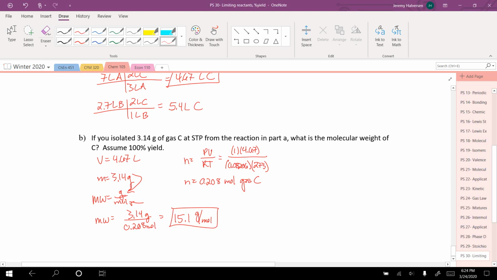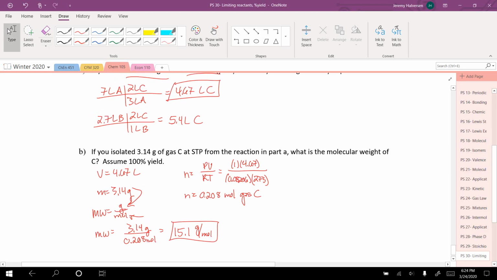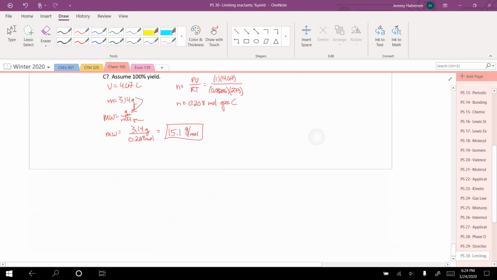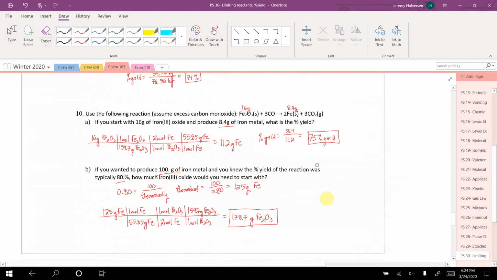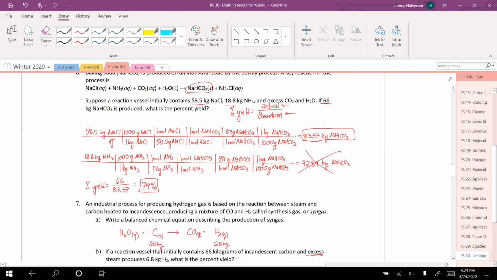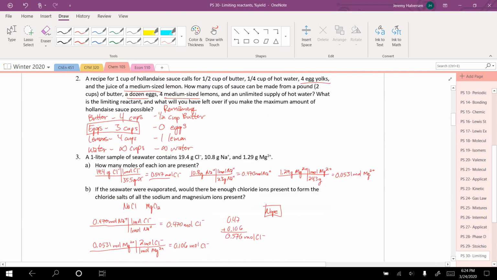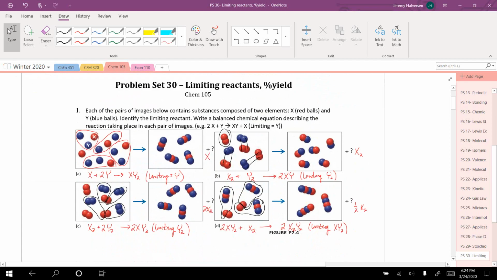So I took the grams they gave me, and I found the moles from my volume, temperature, and pressure using the ideal gas law, and then I just said grams divided by moles gives me my molar mass. All right, what a problem set. Okay, hopefully you felt good about this, and you felt like you got plenty of practice, and you understand the function of limiting reactants and how to do math associated with it, as well as percent yields.